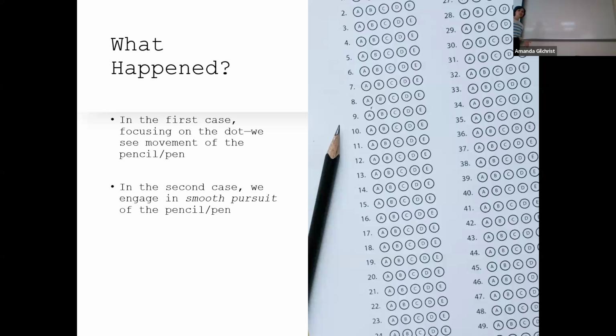Okay, so what happened? In the first case, we were focusing on the dot. You can see the movement of the pencil in different positions. But in the second case, we are actually doing what is called smooth pursuit. We are actually following the movement of the pencil with our eyes. Did it work for you, Haley? Yeah. Okay, good. So you're going to get a difference. In one case, you can see the movement, and in the other, the movement is less noticeable because you're actually following with your eyes as the movement occurs.